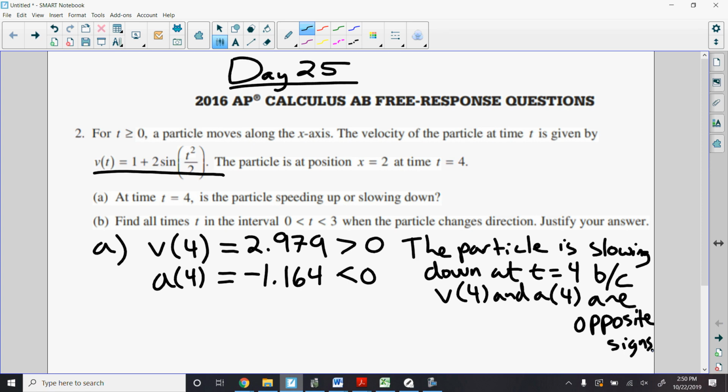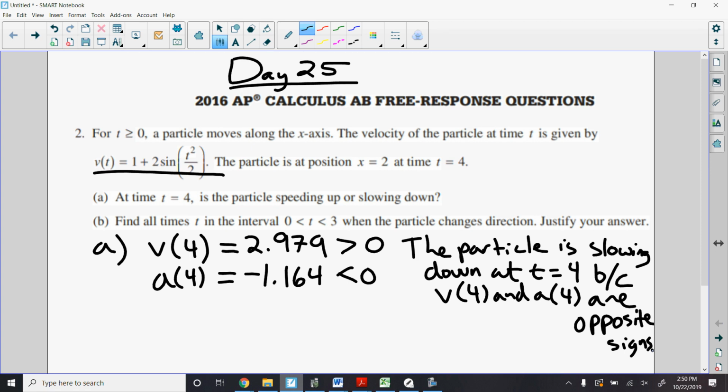All right, so we can get any velocity at any time we want by tracing the velocity graph. We can get the acceleration by doing the derivative of the velocity graph at that point. And there we go with part A.